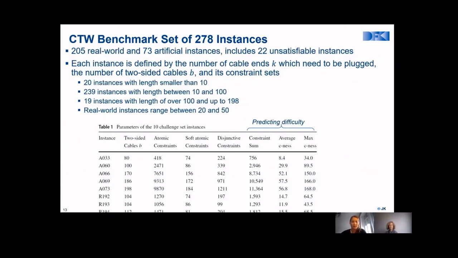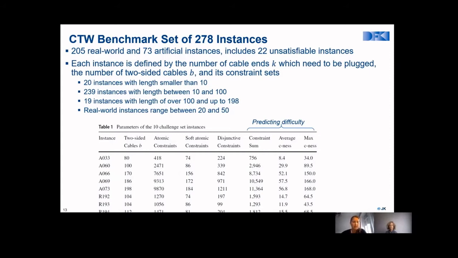The cable tree wiring benchmark set comprises 278 instances. Of these instances, 205 are real-world instances and 73 are artificial instances that were constructed by industry specialists to highlight specific challenges when wiring cable trees during the development of the solution described in this paper. 22 of these instances are unsatisfiable.